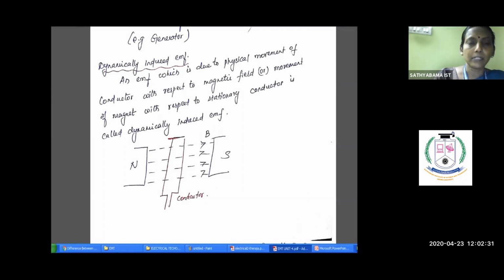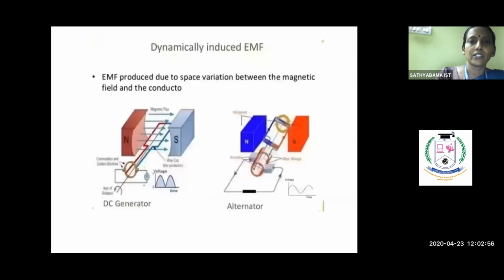So this is dynamically induced EMF. As I said before, we have a conductor in the middle, a single turn conductor, and the magnetic field travels from north to south pole here. Either the physical movement of the conductor with respect to the magnetic field, or movement of the magnet with respect to a stationary conductor, we call it dynamically induced EMF. And this is a picture. Examples for dynamically induced EMF are the DC generator or an alternator.